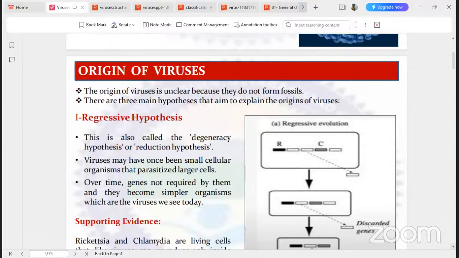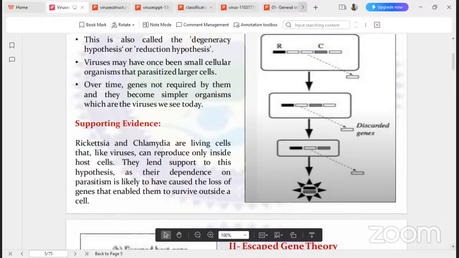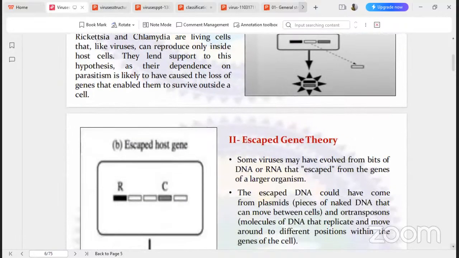Sometimes they may be small cellular organisms that degenerate and reduce their structure, and they become the viruses. There is supporting evidence that these are the smallest organisms, especially rickettsia, chlamydia and actinomyces-like bacteria. These are all parasitic bacteria that reproduce only inside a host, depending on the host only for their reproduction. Like that, the virus also shows the same.